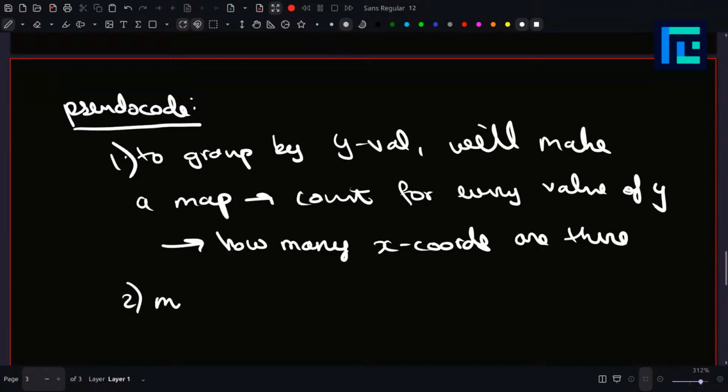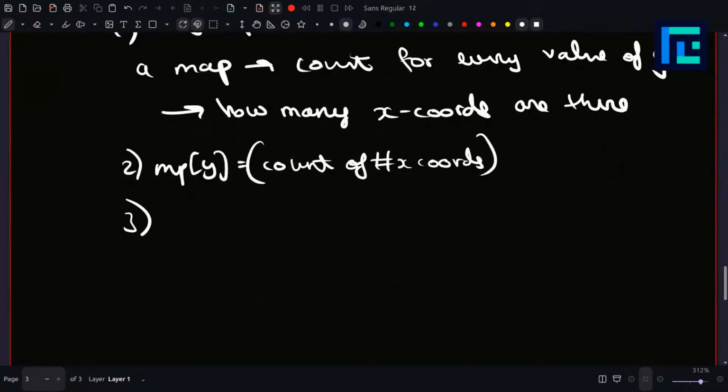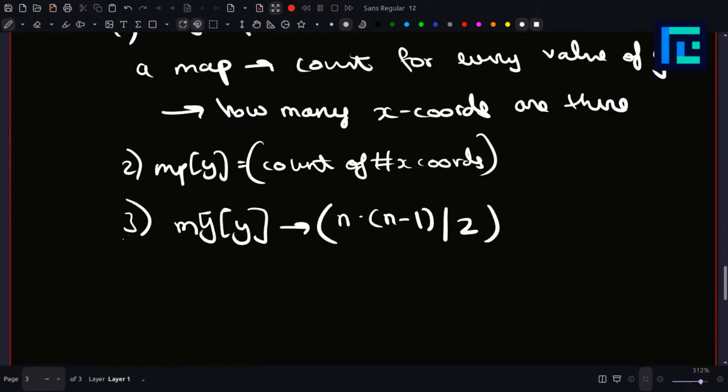And then what will we do? Basically we have a map of y equals the count of these x coordinates. The specific value of the x coordinate does not matter, as you can see. This is what our map will store. Now we need to find the number of lines, and lines will be two pairs of points. So every map value of y should be transformed: if there were n x coordinates, it should become n times (n minus 1) divided by 2. We need to store this value.